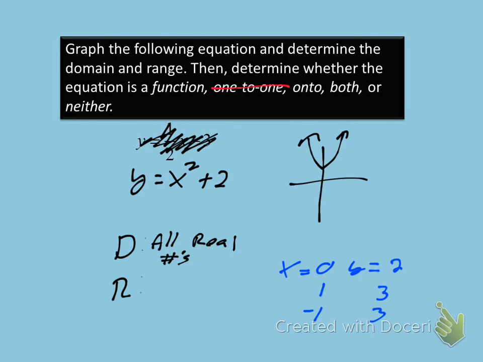Because, look at the graph now. See how it points up this way? This is my y-axis, isn't it? So my y's go up this way. So what's my lowest y value I'll ever have? 2. The lowest y value you'll ever have is 2. So when you go to your range, you have to put that. So my possible range is y's that are greater than or equal to 2.